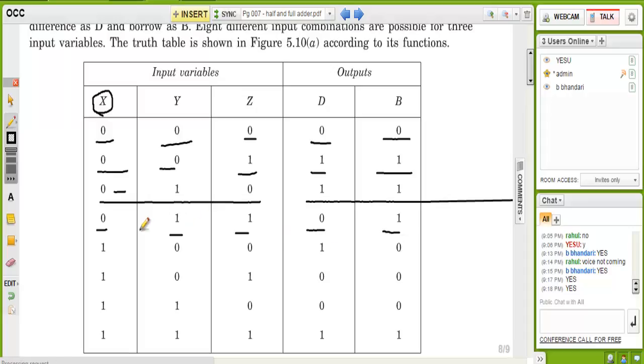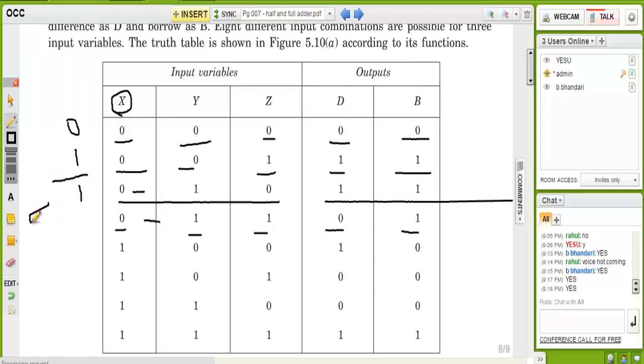Because first we subtract 0 from 1, then the answer will be 1 in result and borrow 1. Borrow 1. Now again we have to subtract this 1 from that, then we get borrow 1 and result 0. See here, result 0, borrow 1. In that way we get this complete truth table.